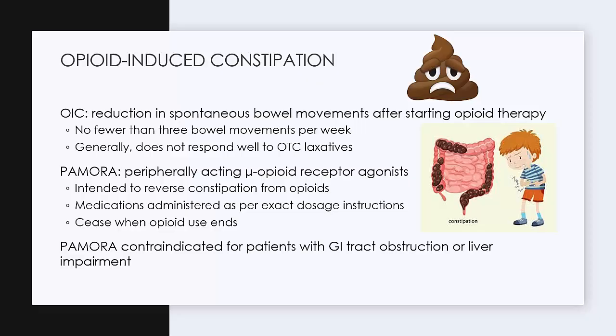In some cases, opioid-induced constipation may not respond well to laxatives. Therefore, prescribed medications have been tailored for this condition. Peripherally acting mu-opioid receptor antagonists are intended to reverse the constipation associated with opioids. Examples of these medications are Relistor and Movantik. These medications should be administered precisely according to dosage instructions and ceased when the opioid use ends. They are contraindicated for patients with a GI tract obstruction or hepatic impairment.